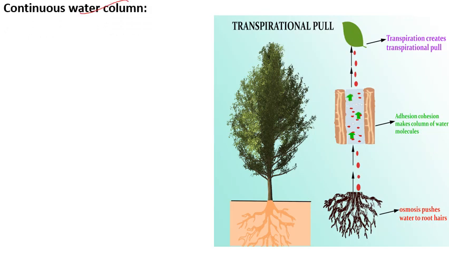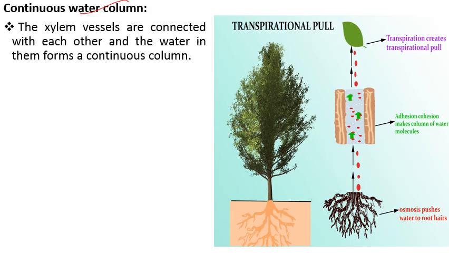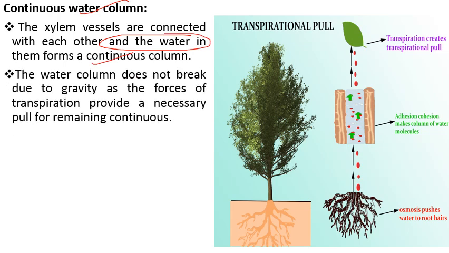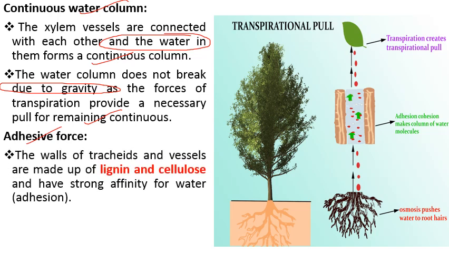The next is continuous water column. So xylem vessels are connected with each other, and the water in them forms a continuous column. The water column does not break due to gravity, and the force of transpiration provides a necessary pull for remaining continuous. The next is adhesive force. So this is a force of attraction between the water molecules and the components which are present in the cell wall, that is lignin and cellulose. So these are xylem or tracheids and vessels, and inki walls bani hoti lignin aur cellulose ki, and they are hydrophilic and have strong affinity for water, and this phenomenon is known as adhesion.